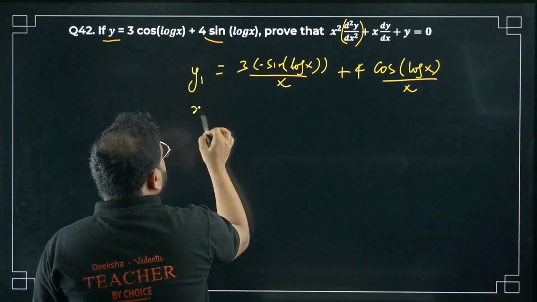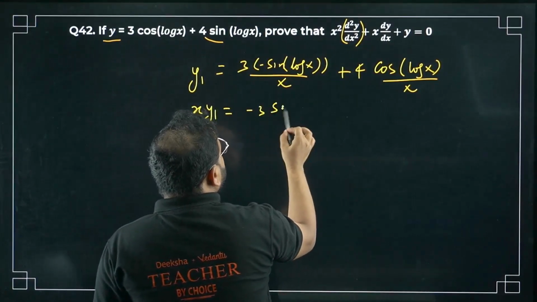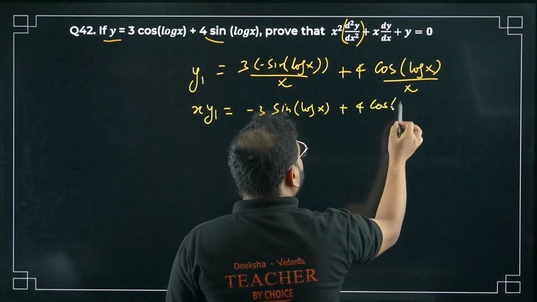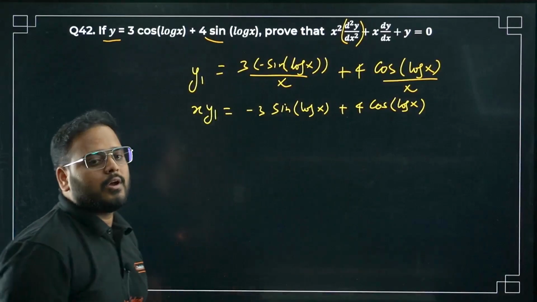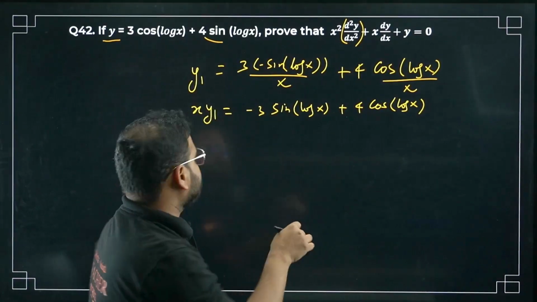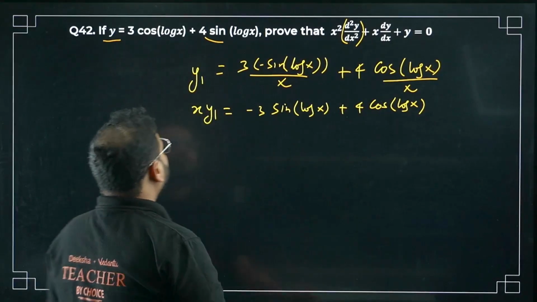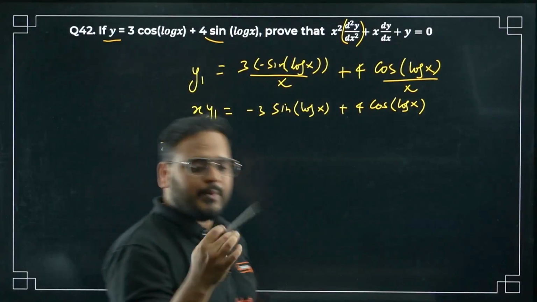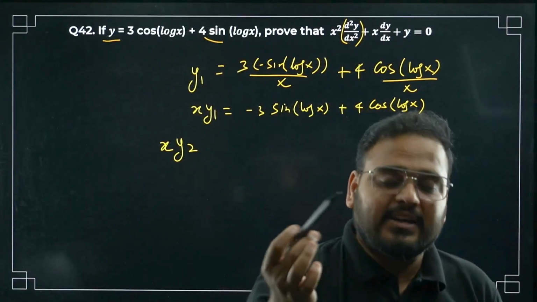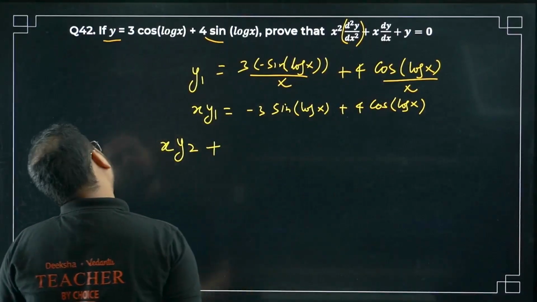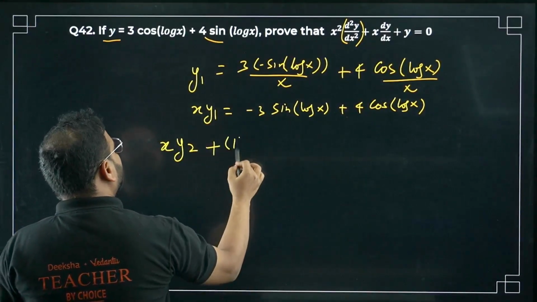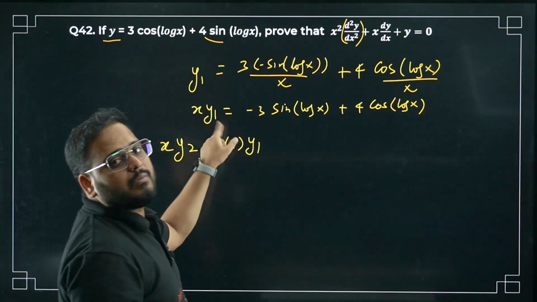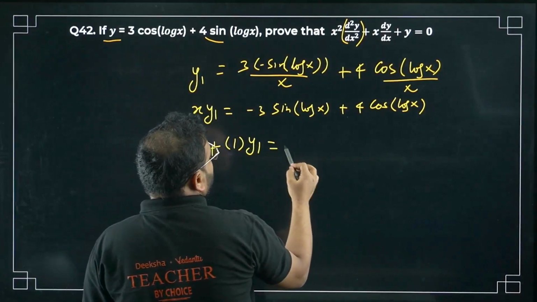What do you get? xy1 equals minus 3 sine of log x plus 4 cos of log x. Is that part clear? Okay, now do one thing, take the derivative again on both sides. Over here you have to apply the product rule again. What are you going to do? Keep x as it is and differentiate y. You'll get y2, the derivative of the first derivative. I'll repeat myself: the derivative of the first derivative is nothing but the second derivative. So x y2, product rule is there, so plus x differentiates to 1, y1 is kept as it is, so x 1 times y1 will be there. Again minus 3 is outside here.